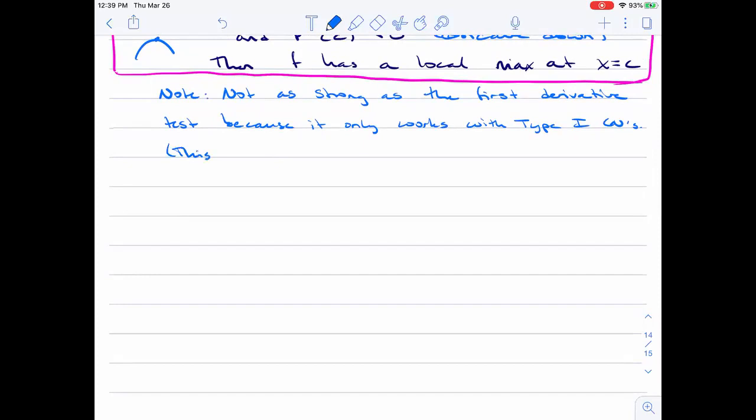But this works well with polynomials, which honestly we're only going to use here in this course for this type of stuff, as you'll see.